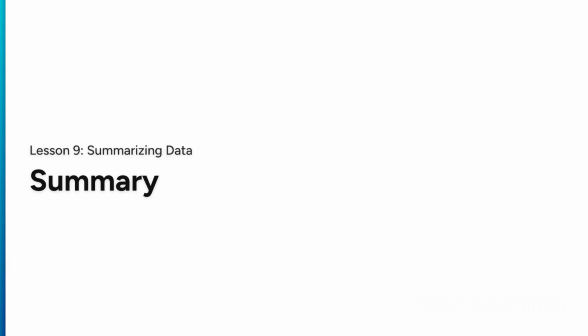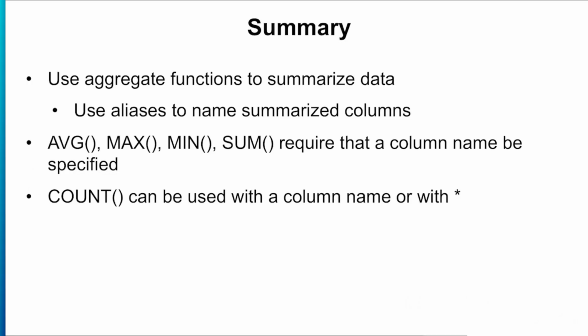Let's summarize. The aggregate functions are used to summarize data. To be able to use the return value, you need an alias, as you've seen in previous lessons. Average, max, min, and sum require that a column name be specified, but in fact it could be an expression, so it could be a mathematical calculation using other columns. And count could be used two ways.